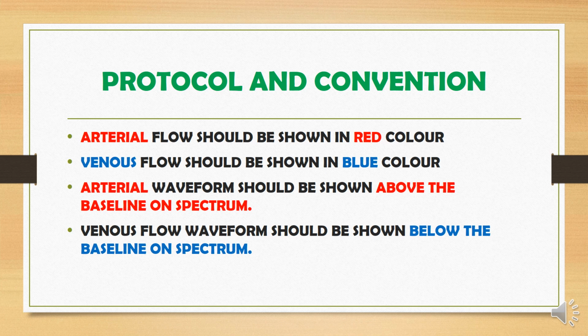So in this video we have learned about the basics of the Doppler, but before finishing, you must remember the basic protocol and the convention we use during our reporting and imaging. When you are giving the images, always be sure that the arterial flow is shown in red color and the venous flow is shown in blue color. You should never show the venous in red and the arterial in blue. Similarly, in your waveform studies, the arterial flow should be shown above the baseline and the venous flow below the baseline. And it should not be reversed. You must remember that.